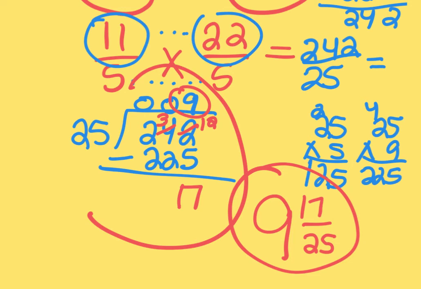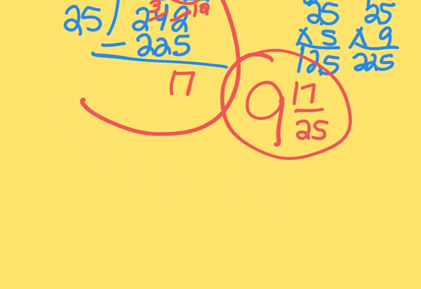9 and 17 25ths. Like I said, multiplying by mixed numbers is not hard. It's just time consuming. So don't get frustrated. Don't give up. Just take your time and do the best you can do. Let's try one more, and then you can try some on your own.